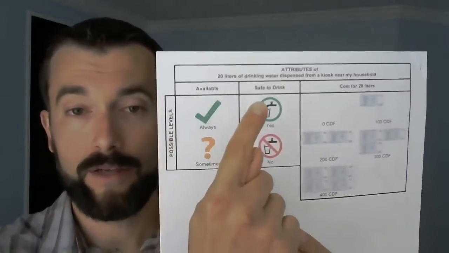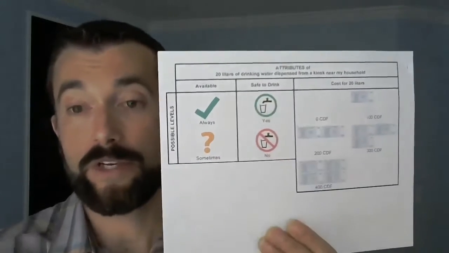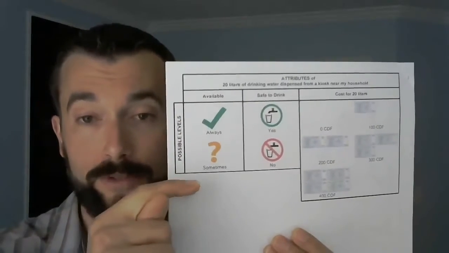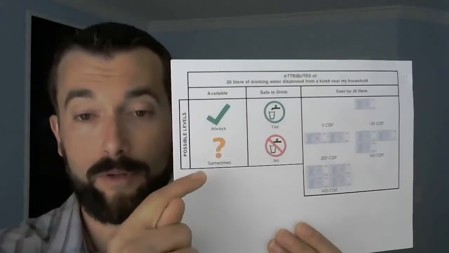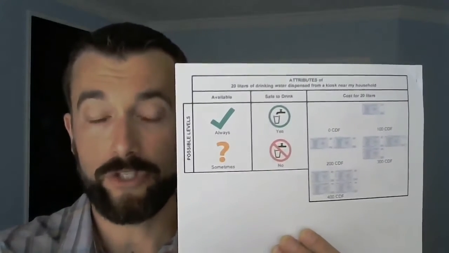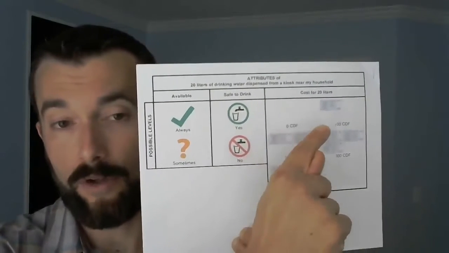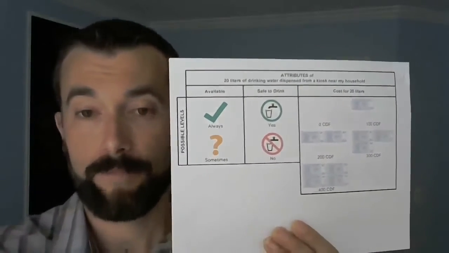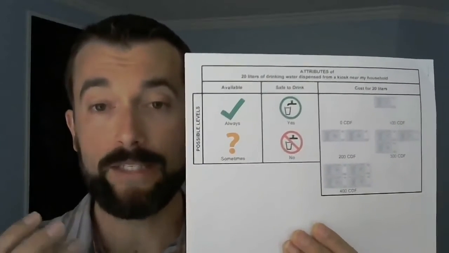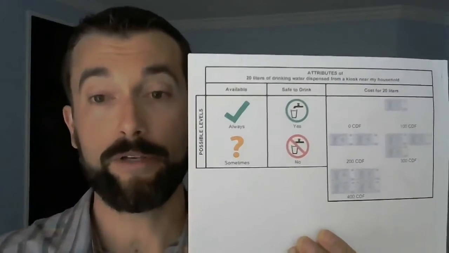We have availability, safety, whether the water has been treated for safe drinking, and then, of course, the cost of that water. And there are different levels associated with each attribute. Under availability, we have always available or sometimes available. For safe to drink, we have yes, it's safe to drink, or no, it's not safe to drink. And under cost, we have values ranging from 0 Congolese franc all the way up to 400 Congolese franc. You can see that we have images to describe these levels of these attributes to mitigate any issues of literacy in our respondent pool.